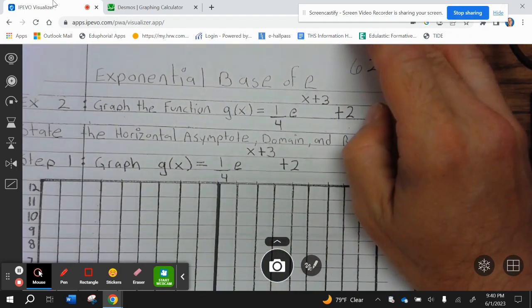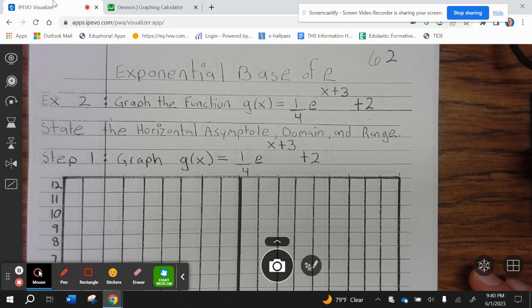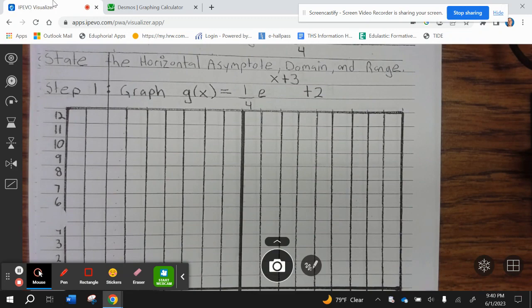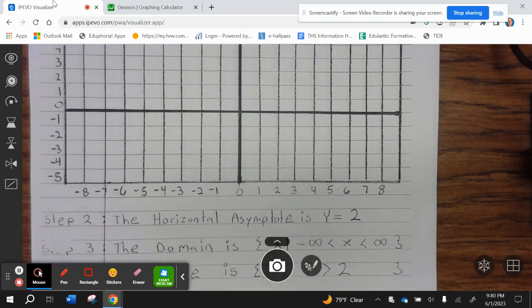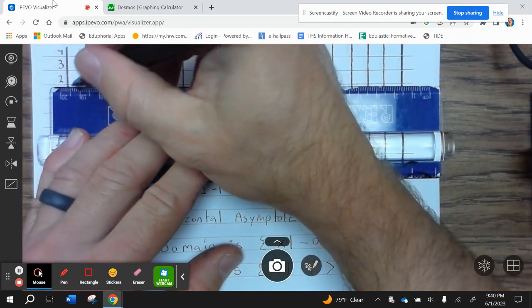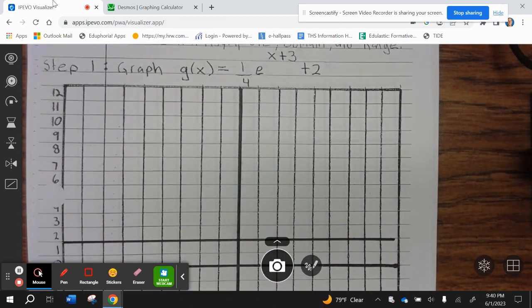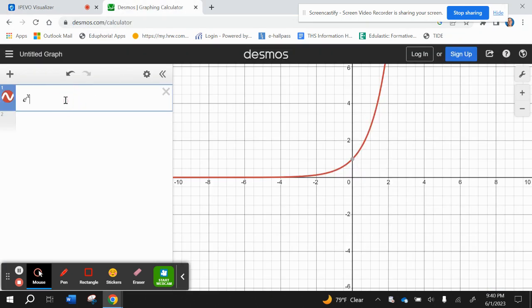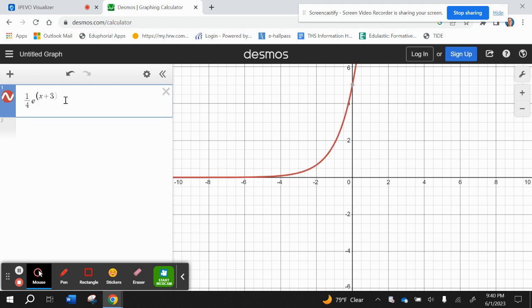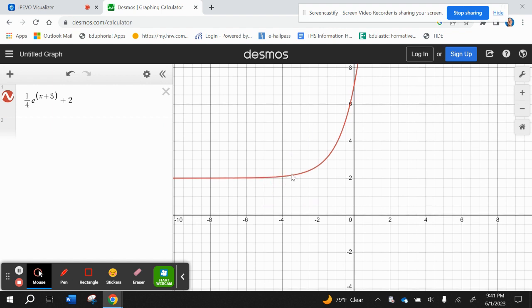Example two: graph the function g of x equals 1 divided by 4 e to the x plus 3, plus 2. State the horizontal asymptote, domain, and range. The horizontal asymptote is y equals 2. So let's go ahead and graph that. Now all we need to do is graph this, get about one or two points, and we'll have our curve. Okay, Desmos: 1 divided by 4, e to the parentheses x plus 3, plus 2. You can see that it went up 2, so now we just need to find a point that we can use.